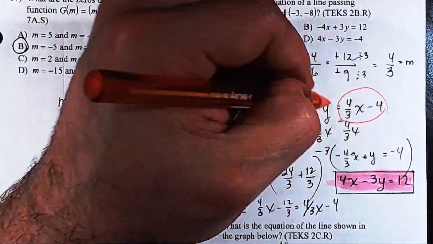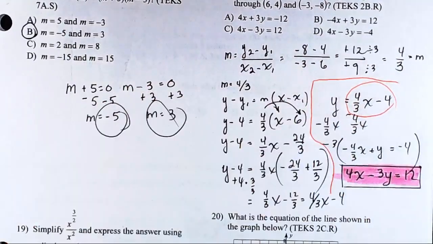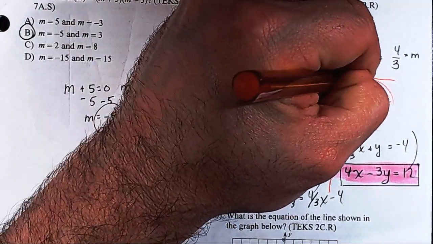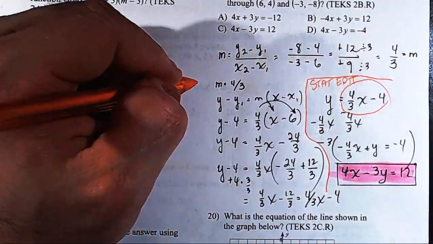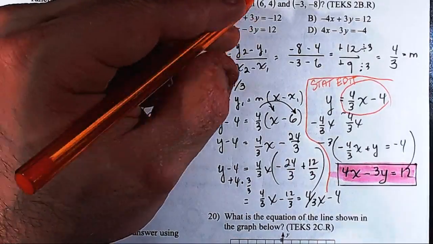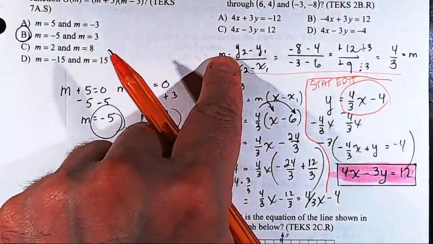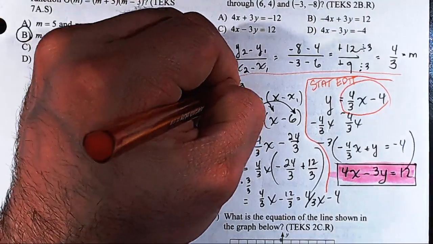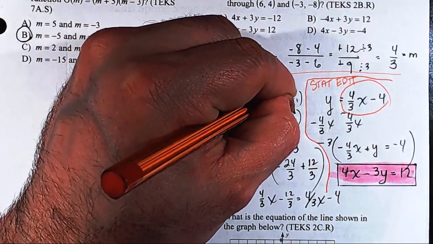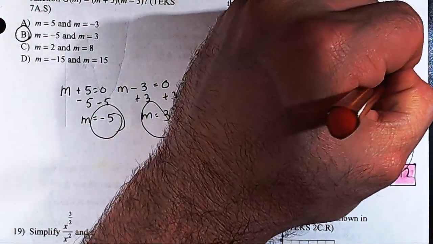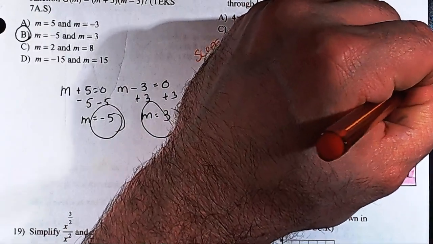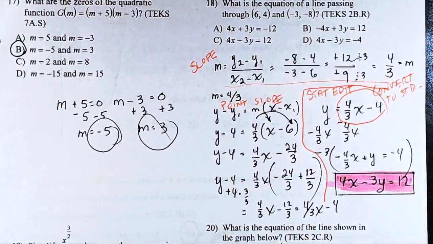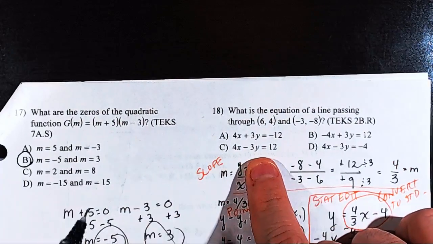So if you can get here, you have to remember how to convert into standard form from slope-intercept. So if you use stat edit, you would have gotten here, presumably. If you didn't want to use the calculator, which is what you should be going for, right, then you would need to do this first to get m, then plug m into the point-slope formula. So this is the slope. This is the point-slope formula. And then we convert to standard here. Okay. And that's number 18. 4x minus 3y equals 12.